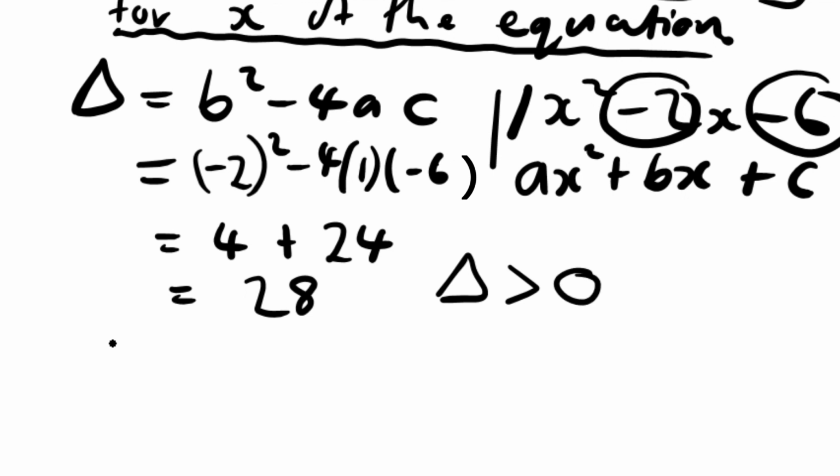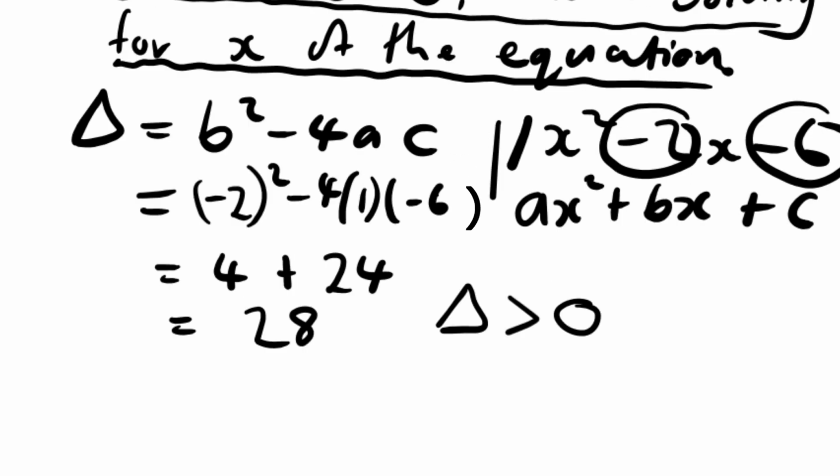Okay, is it a perfect square? No, it's not a perfect square. Perfect squares are, remember, 1 squared 1. 1 is a perfect square. 2 squared 4. 4 is a perfect square. 3 squared 9. 9 is a perfect square. 4 squared 16. 5 squared 25. All those ones are perfect squares. Anything other than that is not a perfect square. Anything in the middle of those ones is not a perfect square. Okay, now 28 is not a perfect square because it's between 25 and 36. 36 is the perfect square of 6.